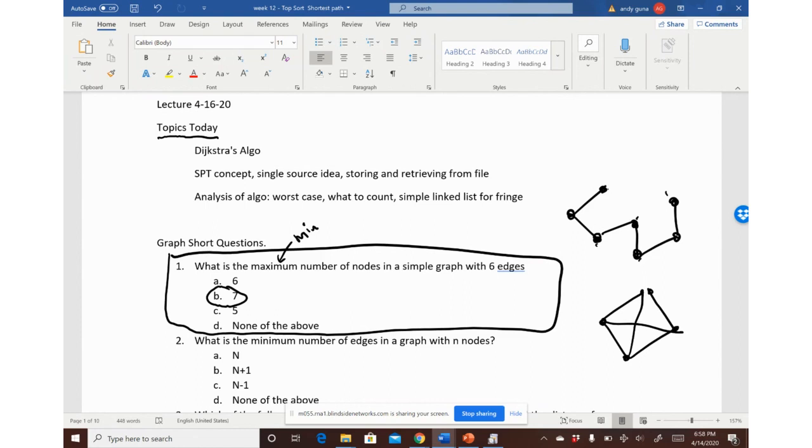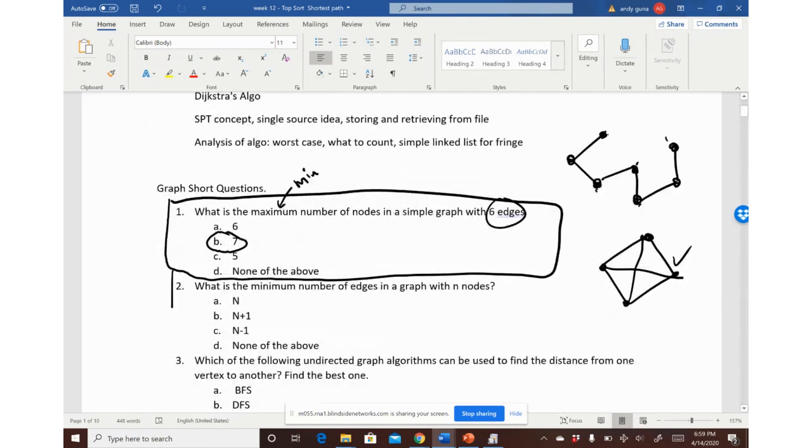Can I do it with just 4 nodes? What am I missing? I have 4 nodes and 6 edges. Okay, I'm sorry, yes, 6 edges. Okay, good. So 4 is the right answer. That's sort of clear.